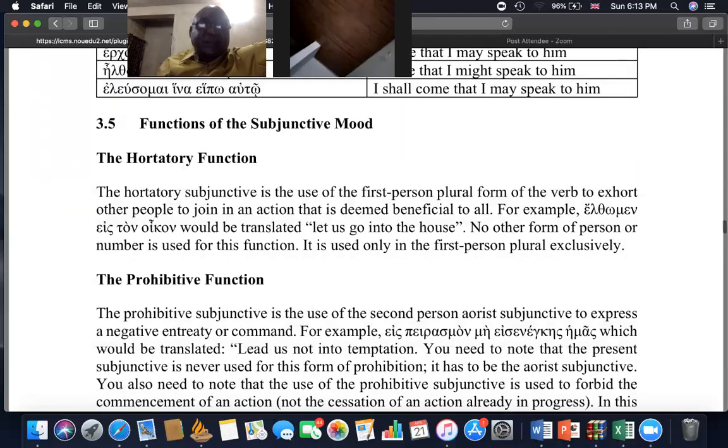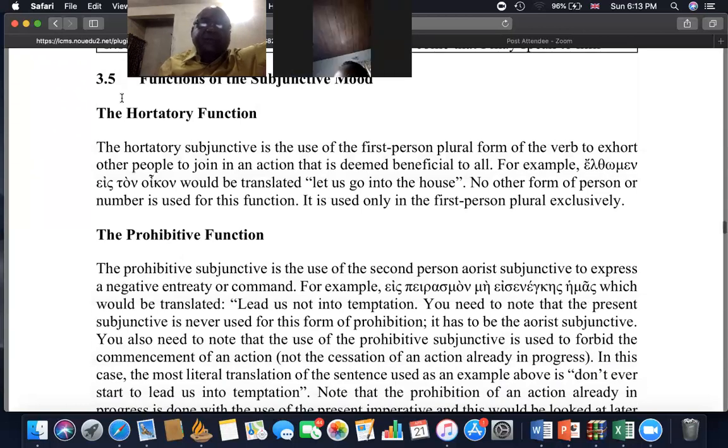Now, what are the functions of the subjunctive mood? We have what we first call the hortatory subjunctive. The hortatory subjunctive is the use of the first person plural form of the verb to exhort other people to join in an action that is deemed beneficial to all. For example, Elthomen eis ton oikon, let us go. Elthomen, let us go. It's a first person plural. And that is the only form that is used for the hortatory subjunctive.